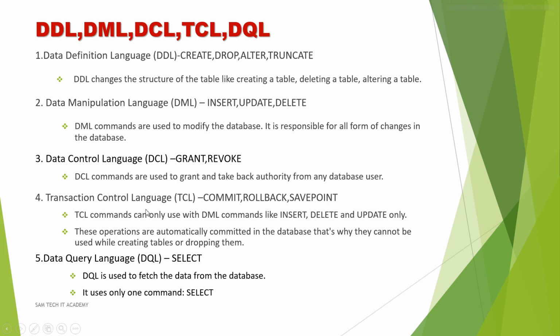And transaction control language. These are commit, rollback, and save point. Commit is to save. If you want to save anything permanently, then we can go for commit. If you want to undo anything, then we can go for rollback, likewise the save point.